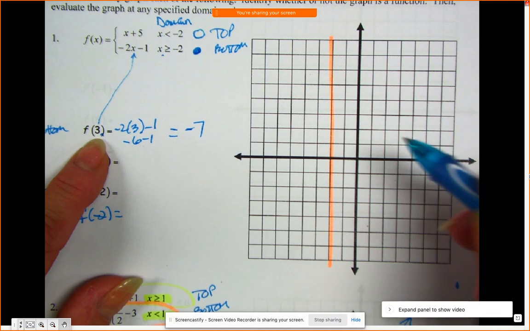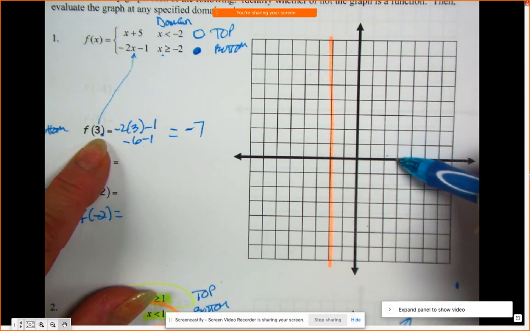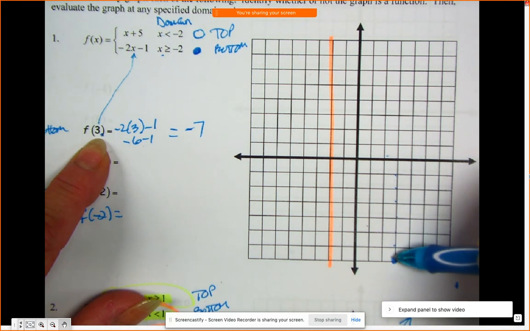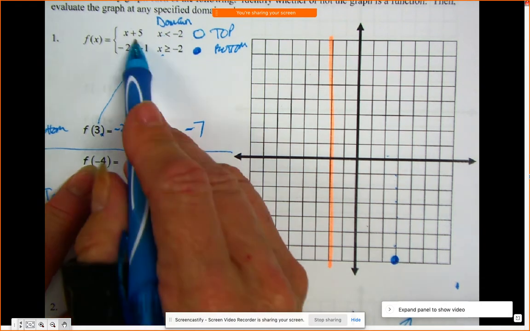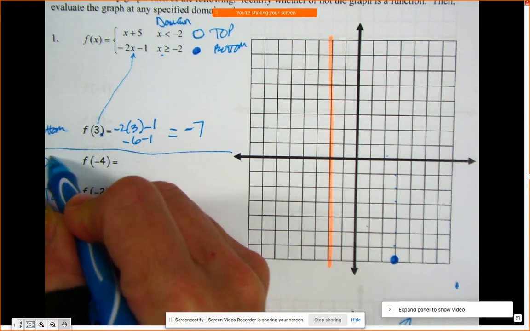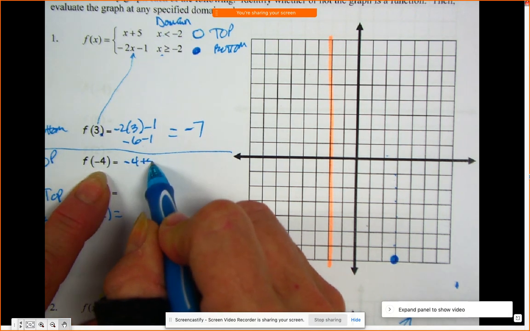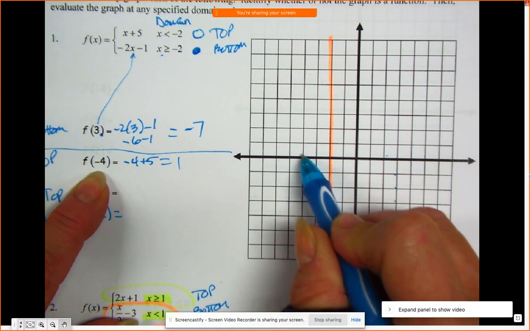So I could actually graph that, I think. It says when I stick in a 3, 1, 2, 3, I get out a -7. 1, 2, 3, 4, 5, 6. Ooh, I just got it. Thought I might miss the graph. Okay, next one says -4. -4 satisfies the top domain. So I'm going to stick it in the top equation. -4 plus 5, I'm going to get out a 1. So -4, -1, 2, 3, 4, 1.